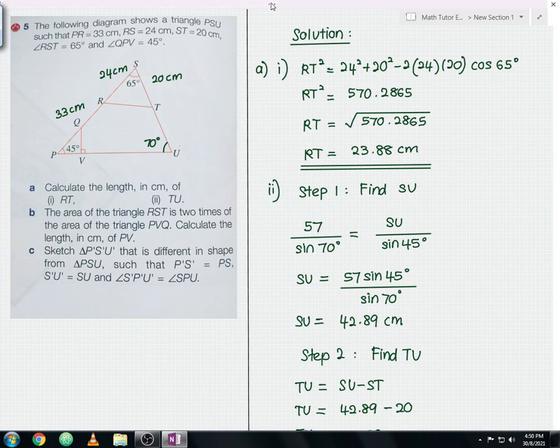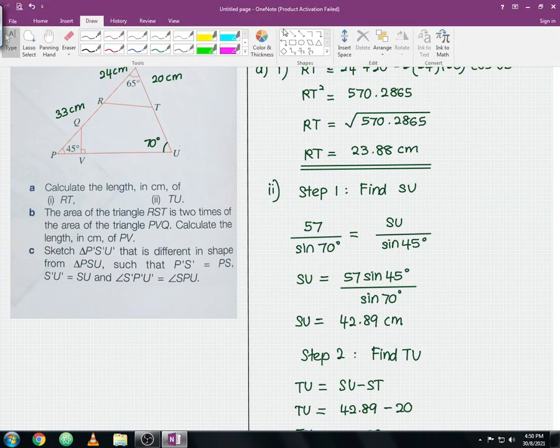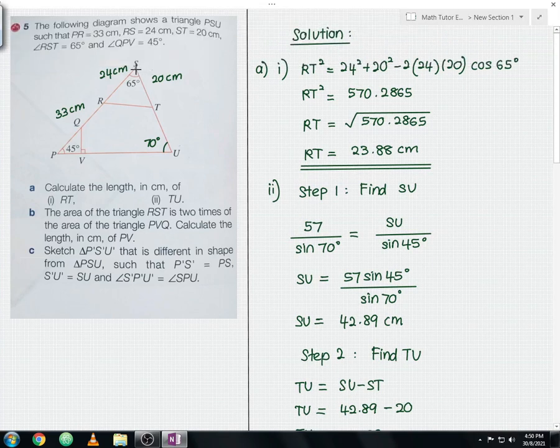Usually we will deal with the obtuse angle, but in this question there is no obtuse angle given. So how are we going to identify whether this question is an ambiguous case or not? We're going to calculate the height of the triangle. If the height of the triangle is less than the side of the triangle, that means the ambiguous case will be possible. So to calculate the height, let me just write the short working over here.